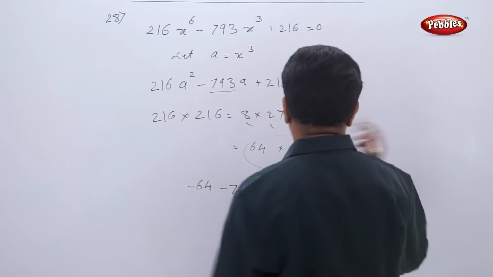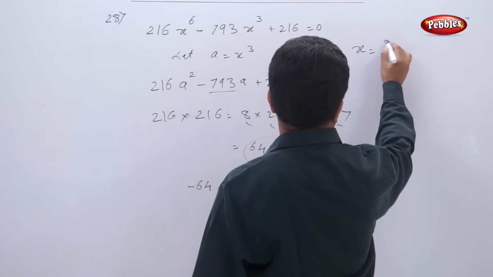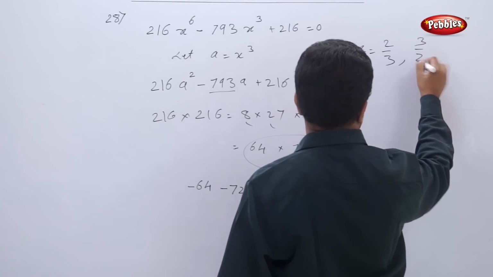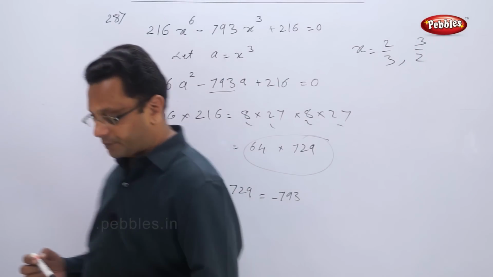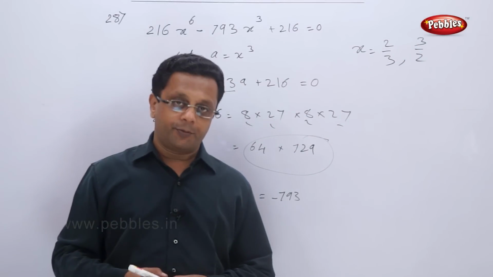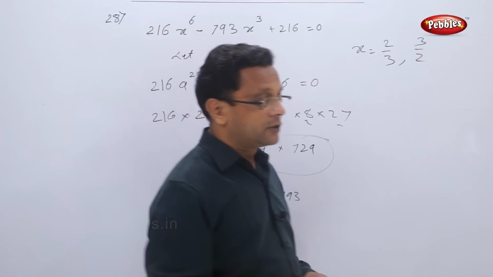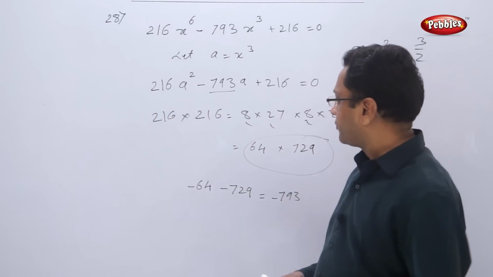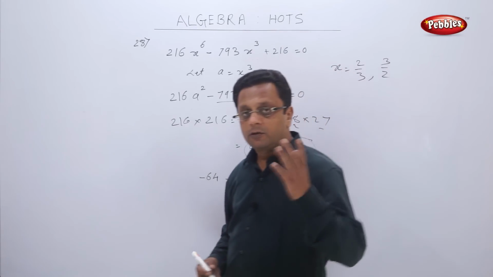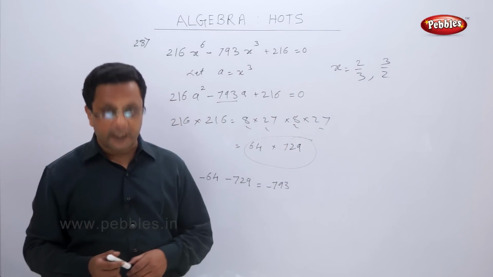So x here are 2 by 3 and 3 by 2. Please check your answer. I hope you are able to solve this properly. So please check your answer. So shall we move ahead to the next problem?